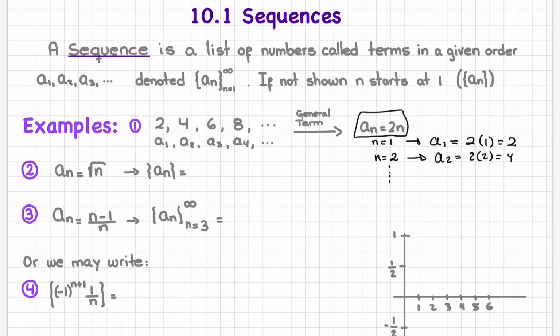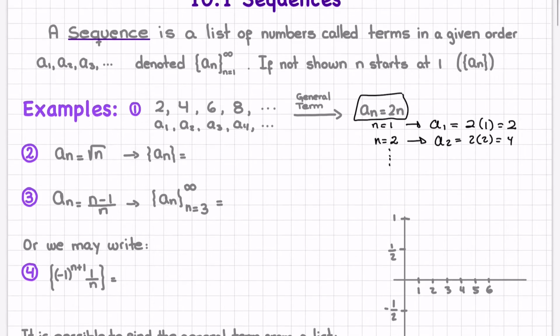Sometimes it's easy to find the general term of a sequence, sometimes it's not. Sometimes they give you the list of numbers in the sequence, sometimes they just give you the general term, and then you would be able to give the list. Going from the general term to the list is always easy, just plug in the natural numbers, but going from the list to the general term sometimes can be a little difficult. Okay, so let's see examples of sequences.